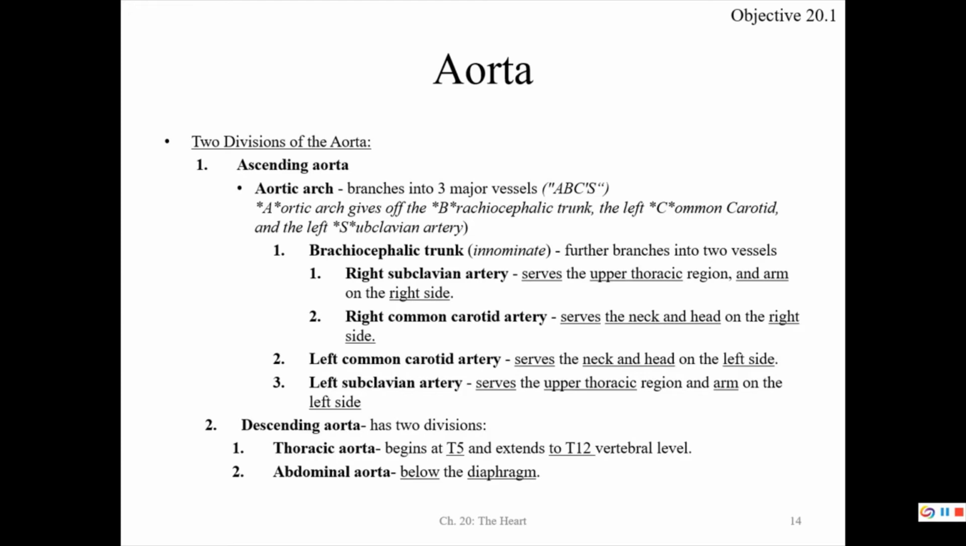Now, one of the things, and I do test on them, is the vertebral levels. It begins at T5 vertebral level, and it goes down to T12 vertebral level. And right about there, we're going to pass through the diaphragm. Now, because the diaphragm can move up and down, we're not going to give an exact, precise level. We're just going to use the diaphragm itself, because the diaphragm goes into a relaxed state and a contracted state. As it contracts it pulls downwards, and it moves back up to about T12 when it relaxes. So we're going to say the abdominal aorta begins below the diaphragm. Okay.